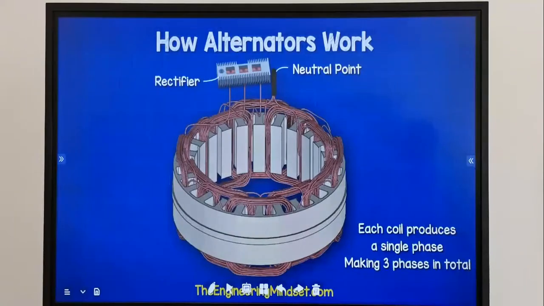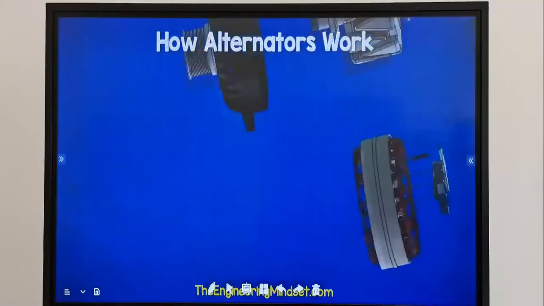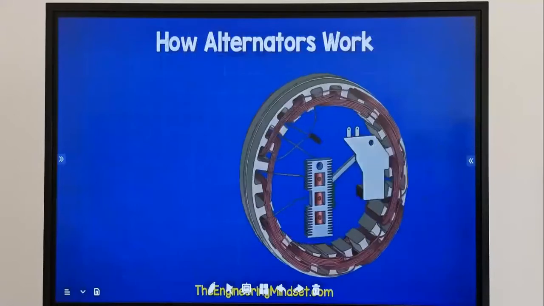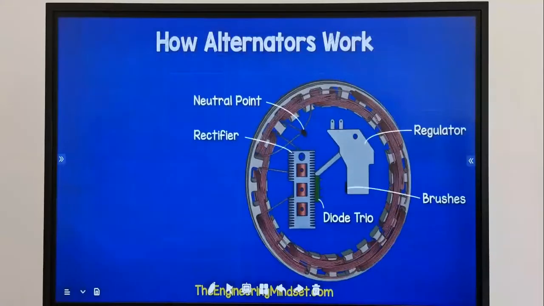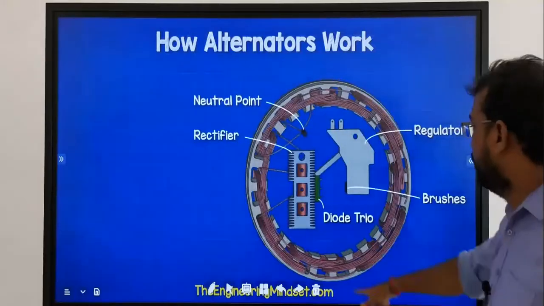So the rectifier. What is the work of this rectifier? Here you can see this rectifier and regulator. The rectifier has a diode trio.